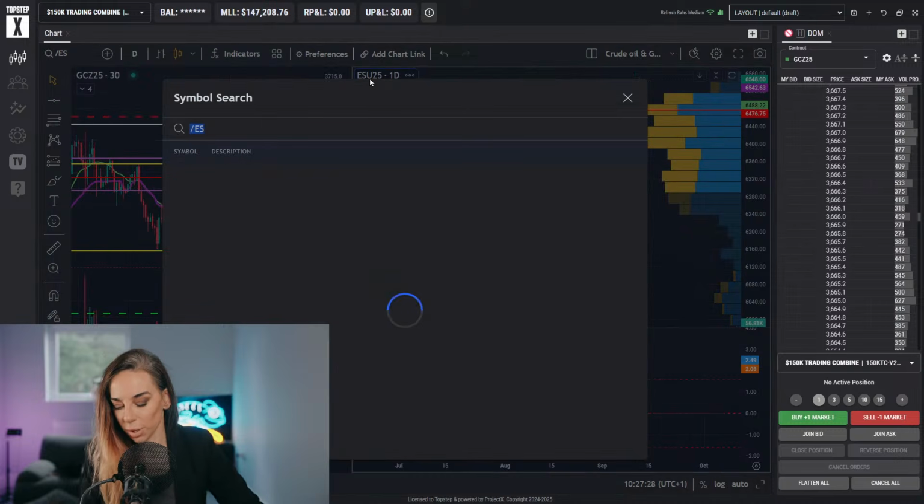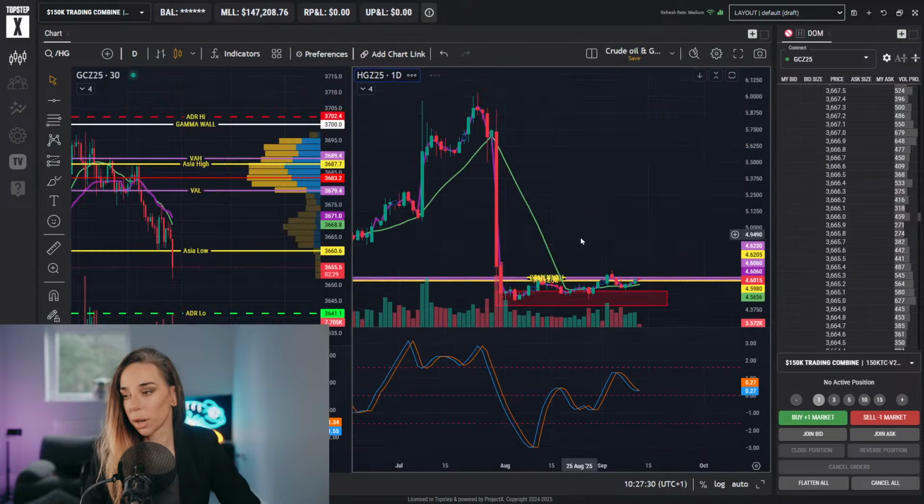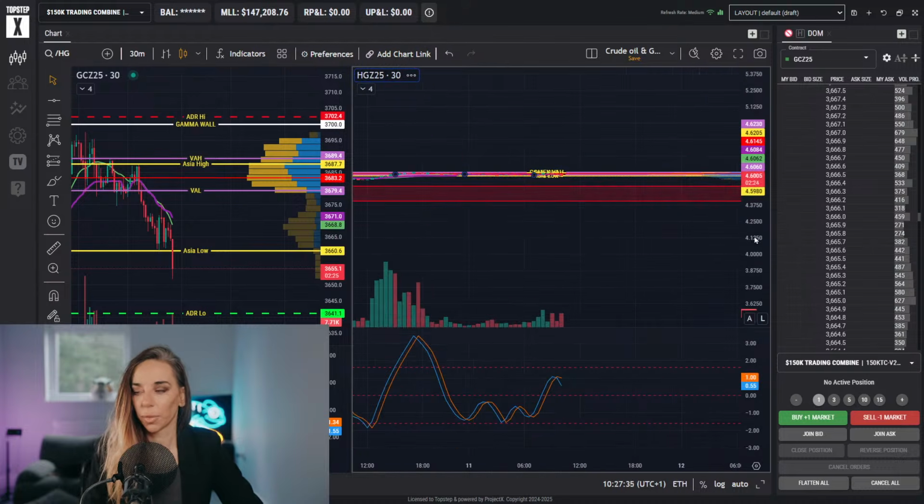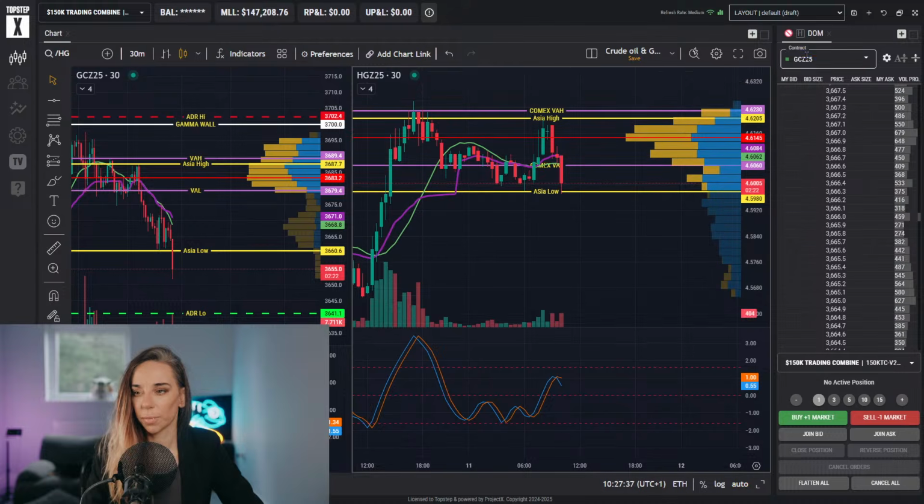Let's go back to copper for a second. But yeah, that's the Fisher Transform use. It's pretty good. And yeah, just something to consider.